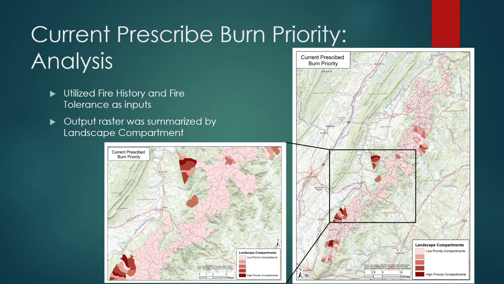The intent of the current prescribed burn priority analysis was to identify areas where prescribed burning could meet management goals and still be beneficial to the landscape as a whole if park fire managers were to conduct a prescribed burn today.